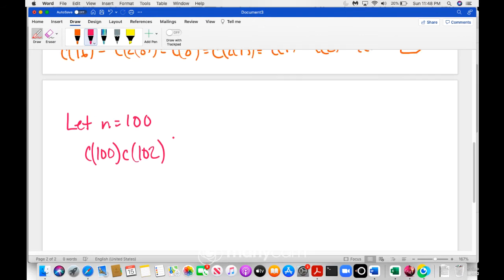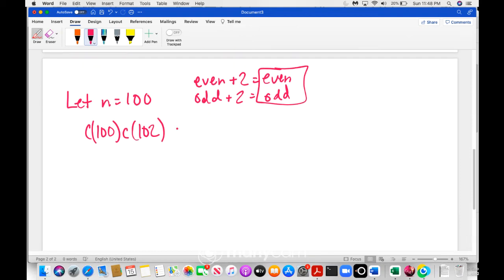Okay, well, I already noticed something about this. I already noticed that since I started with an even number, both of your functions have even inputs. Because if you take an even number and add 2, you still get an even number. And if you take an odd number and add 2, you also get an odd number. Adding 2 does not change the parity of the number.